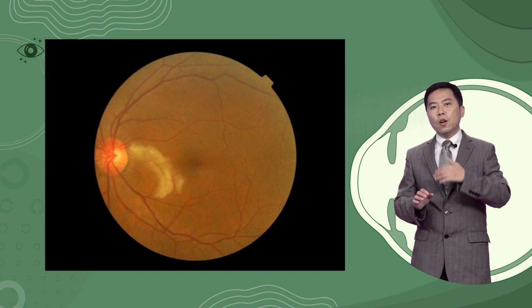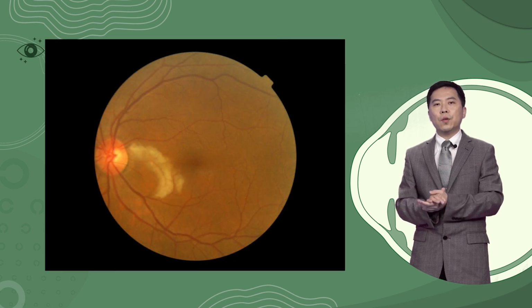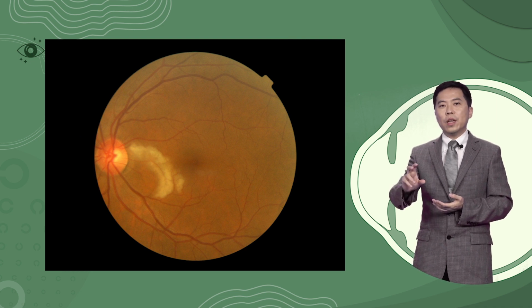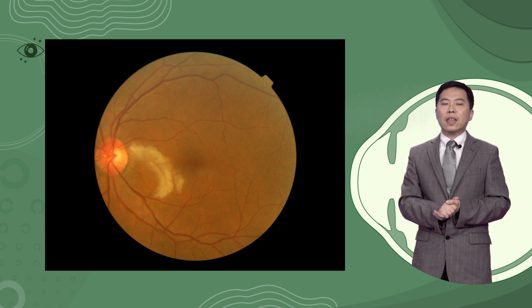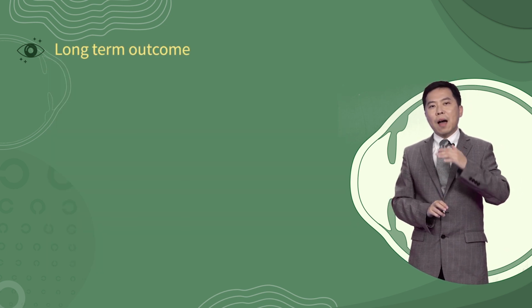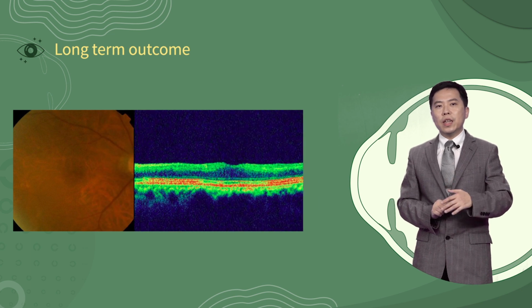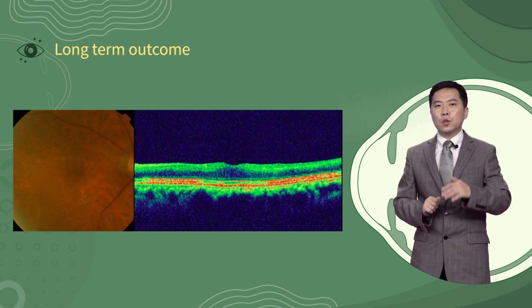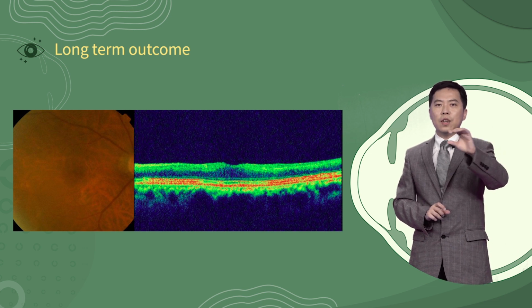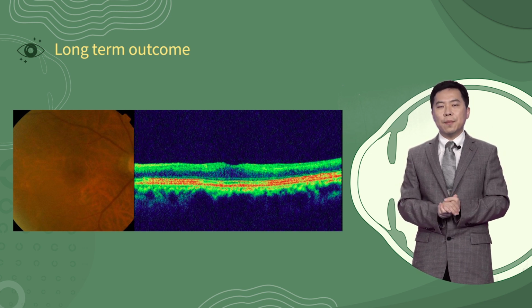But we can also have cilioretinal artery occlusion like this one. Only a part of the retina supplied by this artery is affected. After the acute stage, the retina gradually recovers transparency, but there is atrophy of the inner retinal layer on OCT.